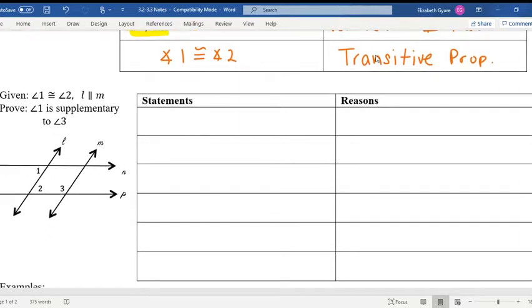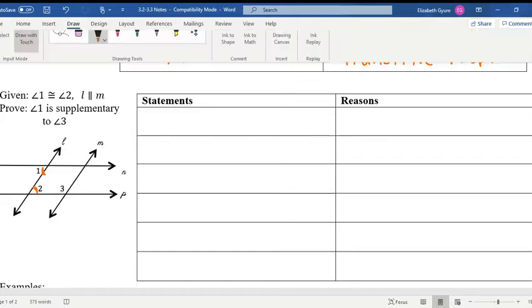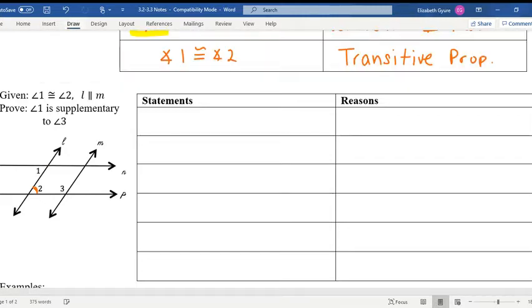So let's just plan out our proof first before we start. We have that angle 1 is congruent to angle 2. I would mark that. And angle 1 is supplementary to angle 3. Now, if angle 1 and 3 are supplementary, or no, that's what we're trying to prove, I'm sorry. We have that 1 and 2 are congruent and that L is parallel to M. So these lines are parallel. We are going to prove that 1 and 3 are supplementary.